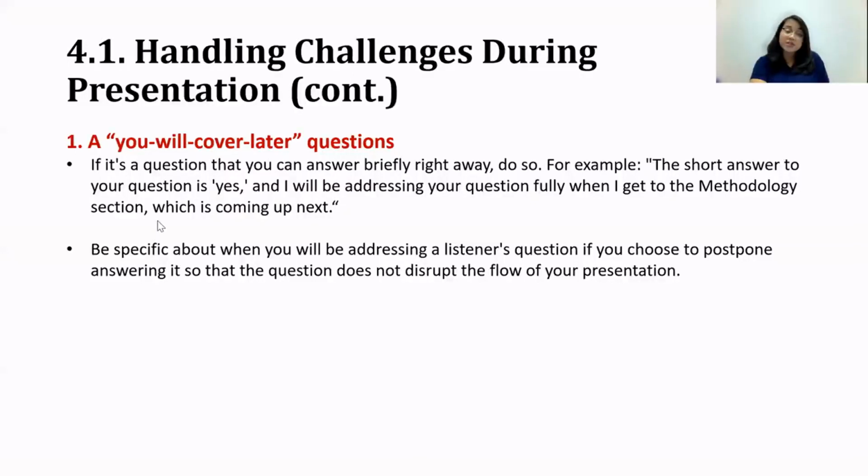So as a presenter, you have the right to manage the Q&A, meaning that you can give instructions to the audience, like what we discussed in section 2. We can let them interrupt us during the presentation, or we can let the audience ask us questions after the presentation is finished, right? And even though you are allowing your audience to interrupt you or ask questions during your presentation, you can still choose to cover their question later. But please be clear about when you will answer that question.